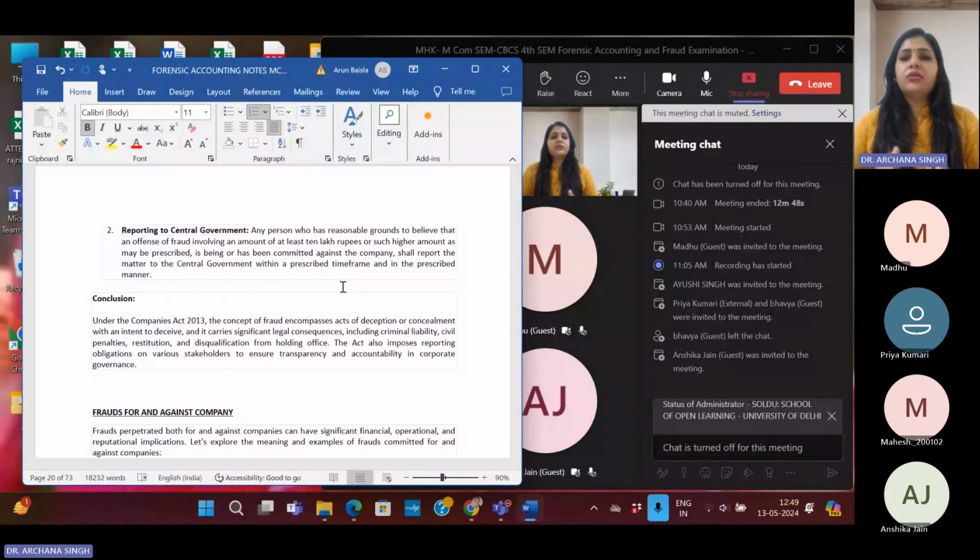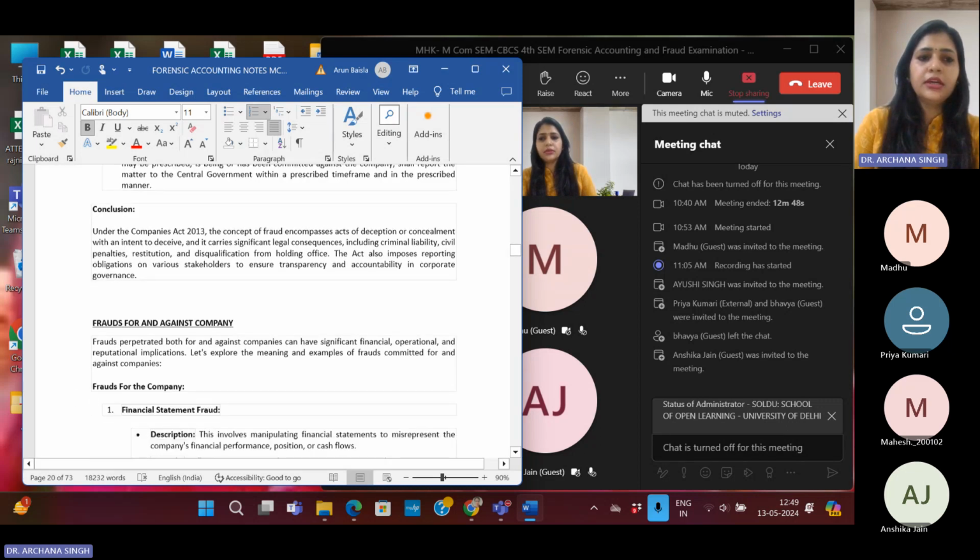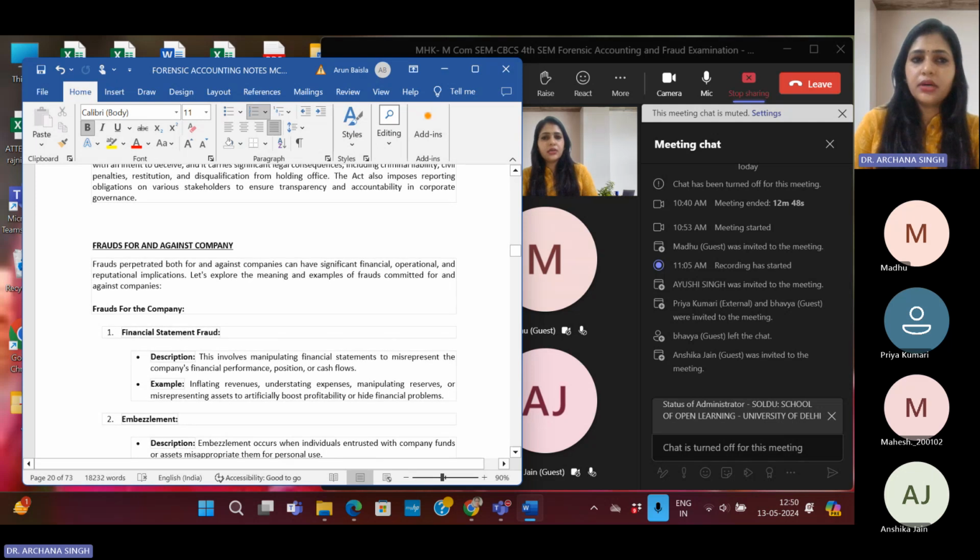The Act also imposes reporting obligations on various stakeholders if they believe that some fraudulent activity is going on in the organization, or has happened, and it is above the amount of rupees 10 lakh. Then, to ensure transparency and accuracy in corporate governance, they are obliged to provide that information to the central government. Okay, so this was about frauds according to the Companies Act 2013.